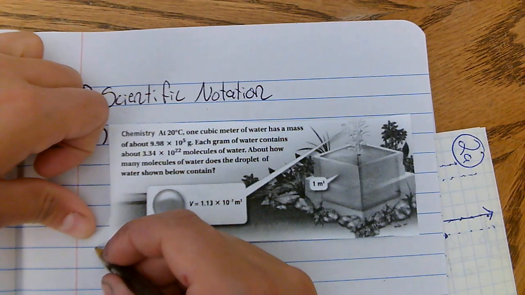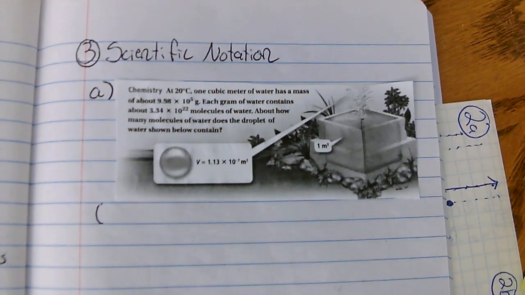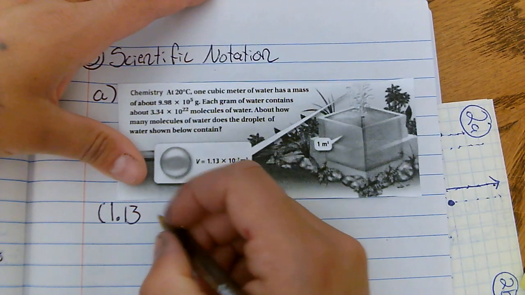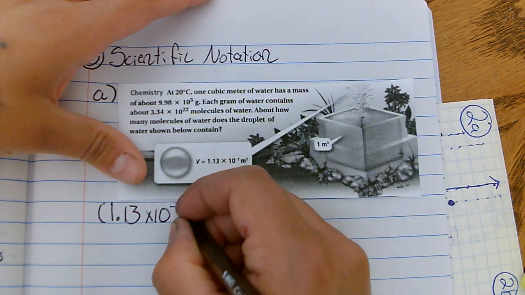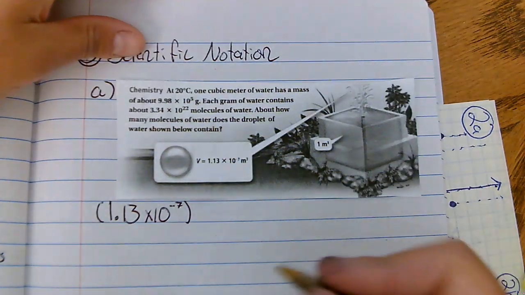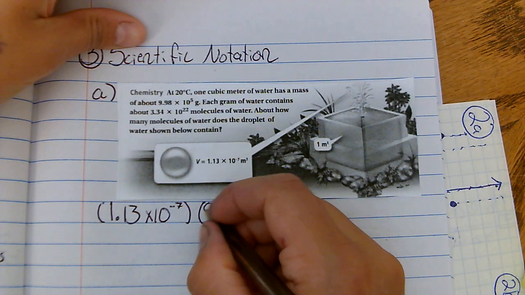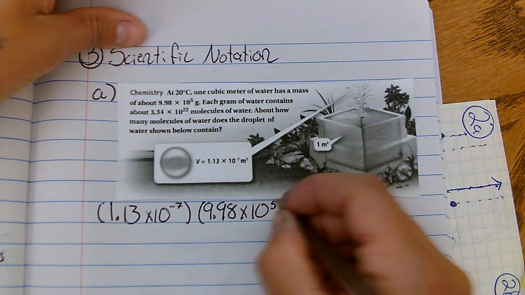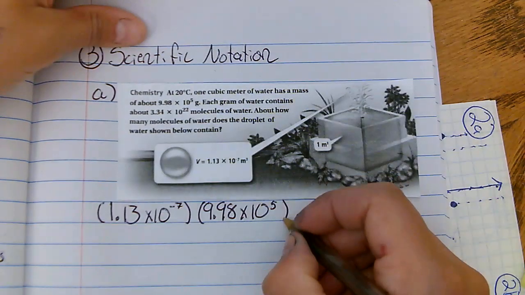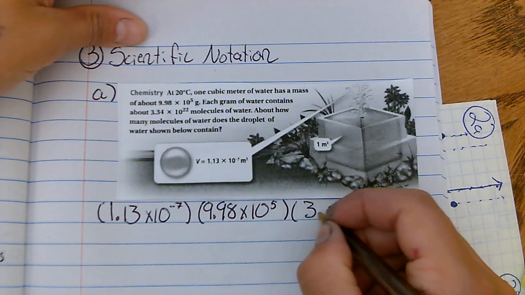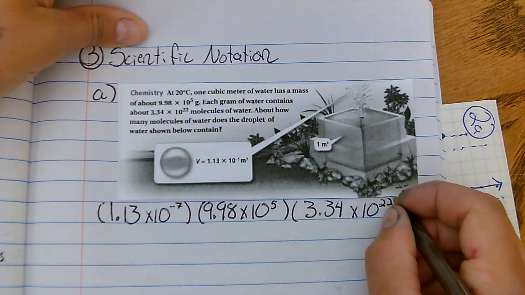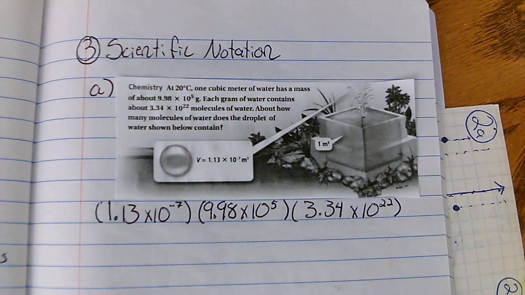So let's start with my droplet of water. Okay, so this is 1.13 times 10 to the negative 7. When I multiply these two, that's going to tell me how much it weighs. And by multiplying by this last one, that's going to tell me how many molecules are in that one particular drop of water.